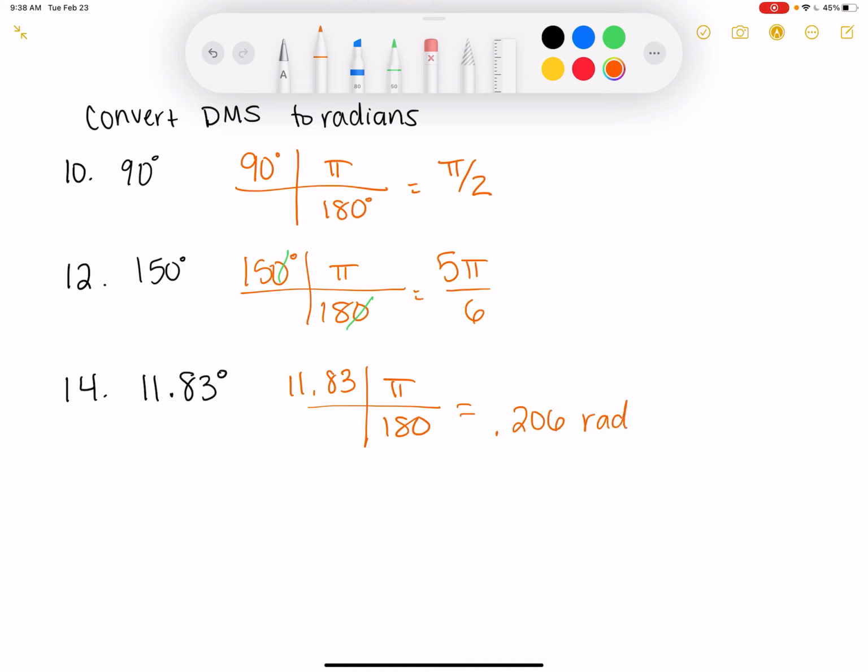And if it does not have the pi, you need to write the word radians with it, or rad with it. Okay? Because otherwise, it's misleading as to what it is. If it has a pi, you don't need to write it. If it doesn't, then you need to write it.